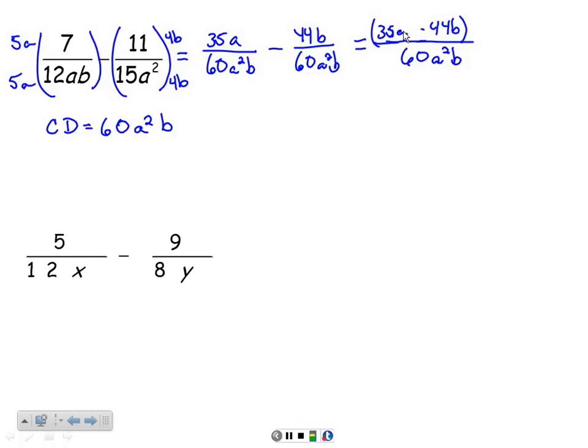And as far as your coefficients are concerned, I can't reduce the 35 with the 60, and I can't reduce the 44 with the 60 unless I can reduce all three numbers by the exact same number, and I can't. I can reduce 35 and 60 by 5, or I can reduce 44 and 60 by 2, or even 4, but I can't reduce all of them by the exact same number, so I can't reduce this problem. This is your answer.